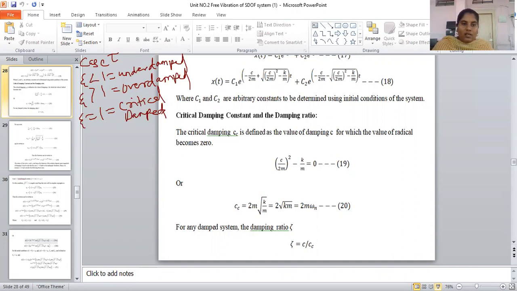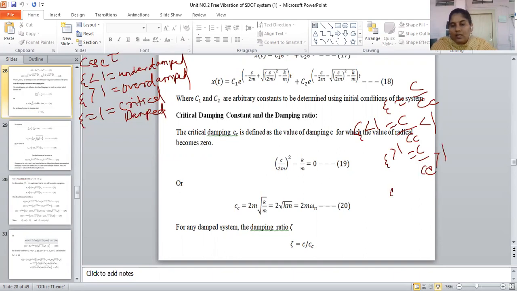So we can write here zeta less than 1, zeta greater than 1, and zeta equal to 1. Already we know that zeta is equal to c by cc. So zeta less than 1 means c by cc is less than 1. Zeta greater than 1 means c by cc is greater than 1. And zeta equal to 1 means c is equal to cc, which is the critical condition. So in this way there are three damping systems.